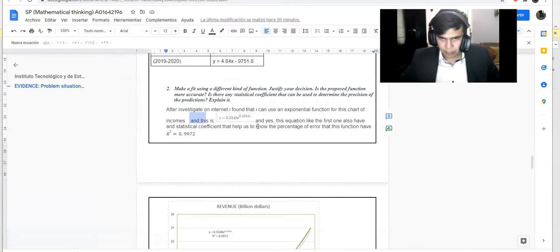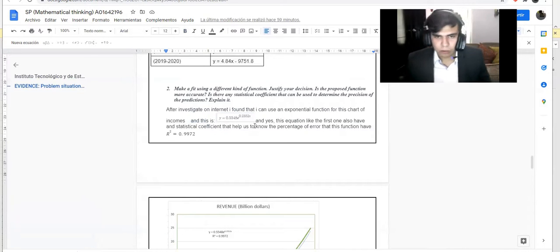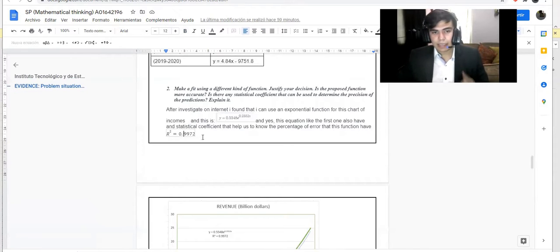And this is it. As we can see here, this is the exponential function: y equals 0.5548 e to the 0.2352x. And yes, this equation, like the first one, also has a statistical coefficient that helps us to know the margin of error. And the good thing about this coefficient is that it's 0.9972. What does this mean? This means that we only have a margin of error of 1%.